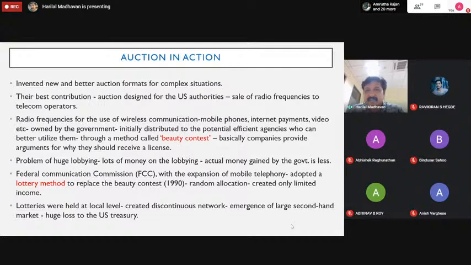And this is obviously politically influenced, easily lobbied, because they spend a lot of money on lobbying for that purpose, and the ultimate revenue that the government gains is less in the case of beauty contest. And after a point of time, they understood that the government is not gaining much from this particular format. Then they shifted to the lottery method, and the lottery method is also a very random allocation, which created only a very limited income, because you don't know it's going to the person who actually values it, right? So the Federal Communications Commission, FCC, which was in charge of dealing with radio frequencies and mobile telephony in the USA, found that the lottery method was also not very efficient, and it was causing huge problems to the US exchequer. They could have gained a lot of money.